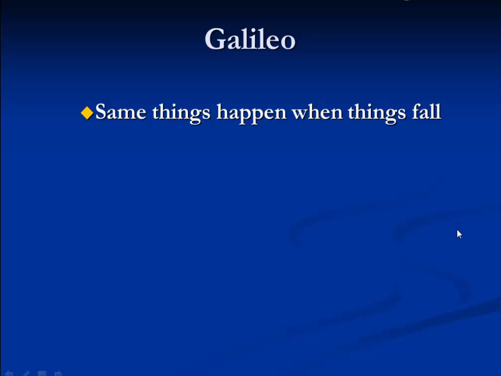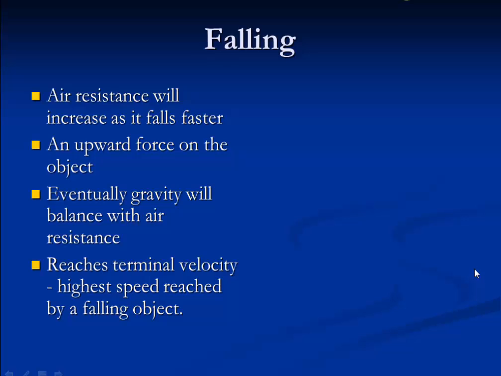So the same thing happens when things fall. So you see if we start here, after 1 second, 2 seconds, 3 seconds, 4 seconds, that gap increases. So air resistance will increase as it falls faster. It is an upward force on the object, and eventually gravity will balance with air resistance. So we call that reaching terminal velocity, which is the highest speed reached by a falling object.